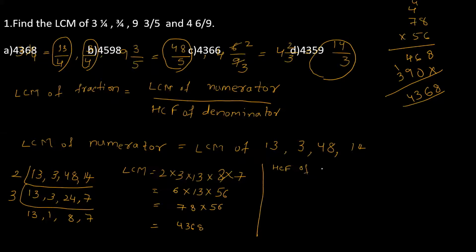HCF of what? The denominators. HCF of denominators is equal to HCF of 4, 4, 5, 3. So 4, 4, 5, 3.